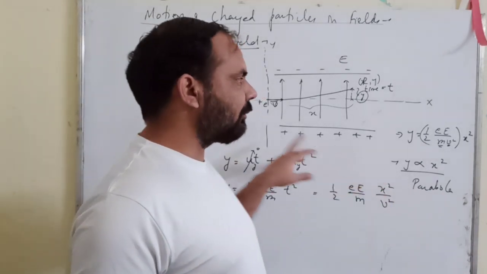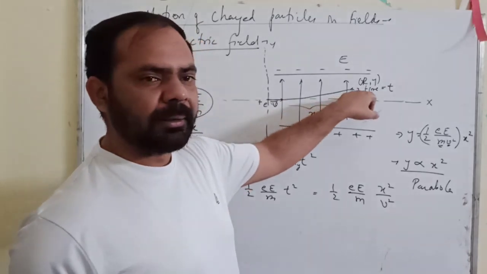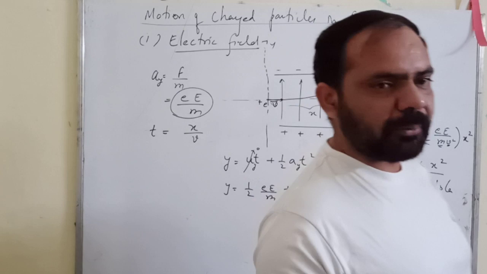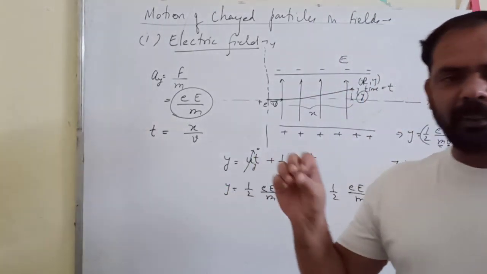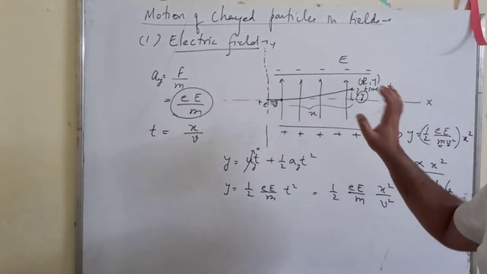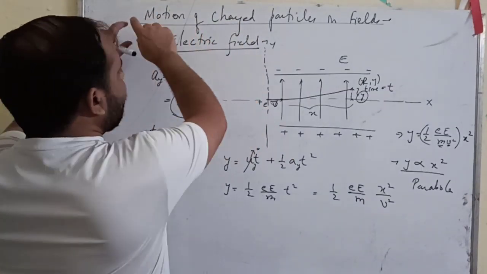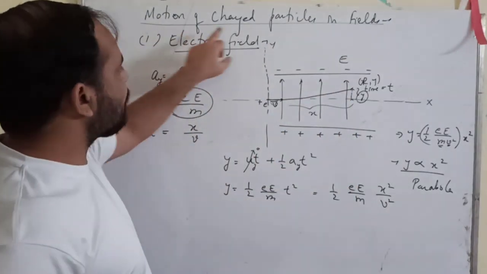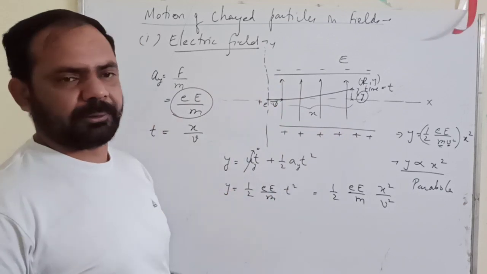So what type of path will be followed by the charged particle? It will be parabolic. Okay, so when a charged particle enters an electric field, it will follow the parabolic path. This is the outcome of this whole discussion, right? So what we are discussing here is the motion of charged particles in fields. So how will the charged particle move in an electric field? It will follow a parabolic path.